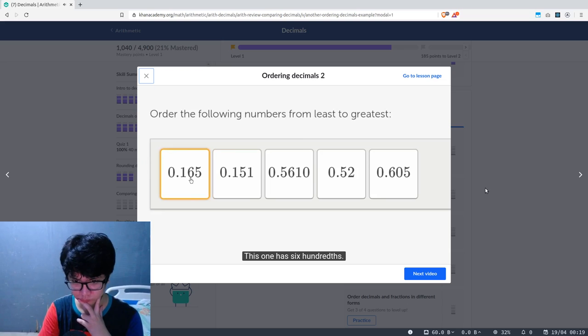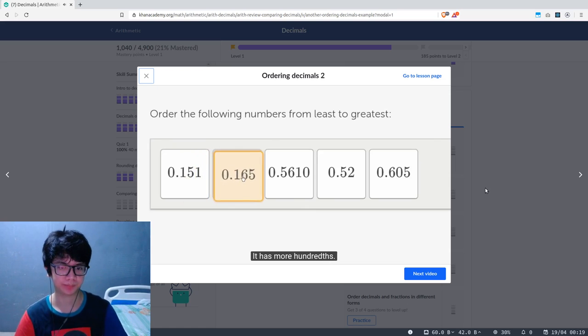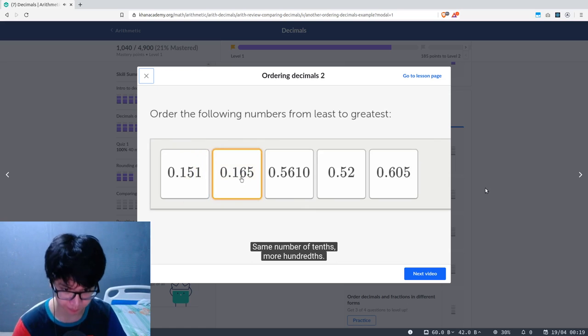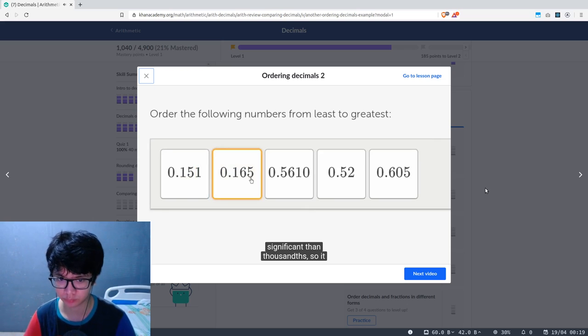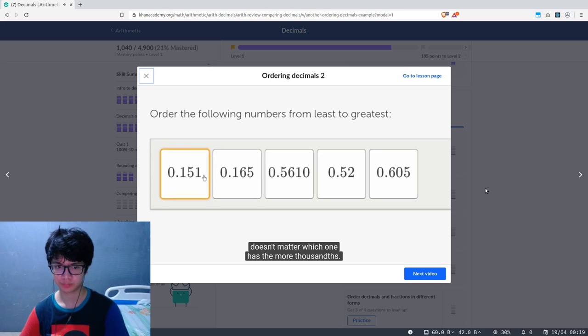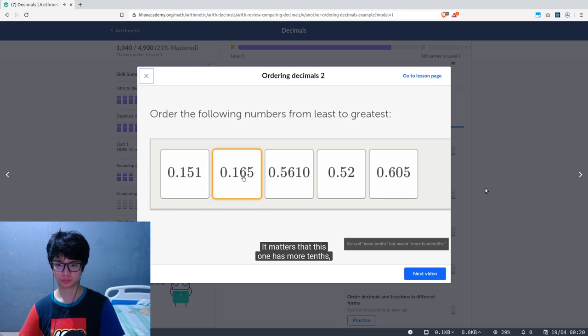This one has 6/100. This has 5/100. So this one is larger. It has more hundredths. Same number of tenths, more hundredths. And hundredths are obviously more significant than thousandths. So it doesn't matter which one has more thousandths. It matters that this one has more hundredths. And actually, this one has more thousandths as well.